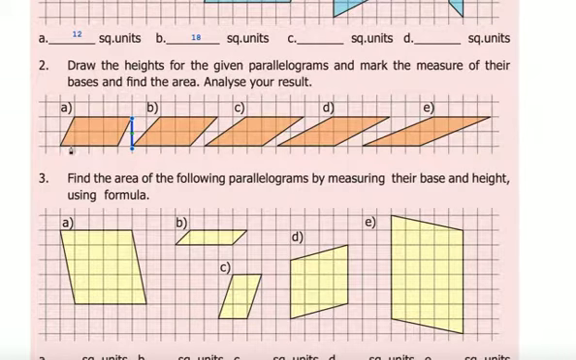Because if I draw a line from here to here, a diagonal line, then this is one triangle. That is the other triangle. Both are equal in area.